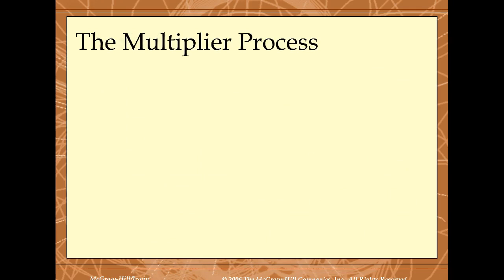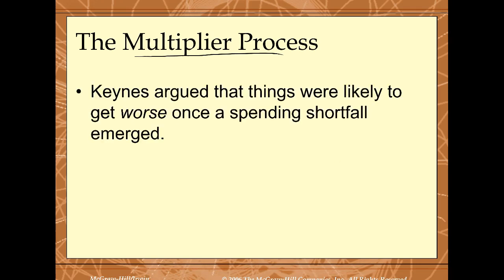And this process of deviation from the full employment level of output can be explained by the multiplier process. In other words, when there is a slight drop in demand, that demand will propagate itself throughout the economy, and the actual drop in demand will be greater than the initial drop because of this multiplier process. And Keynes argued that things were likely to get worse because of this multiplier process before they got better.